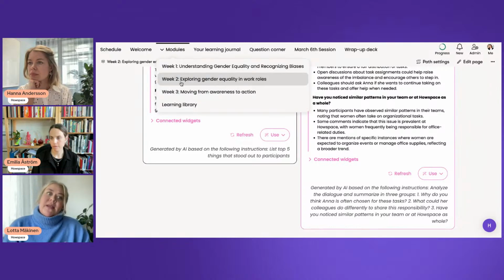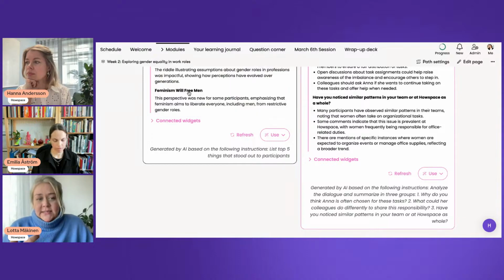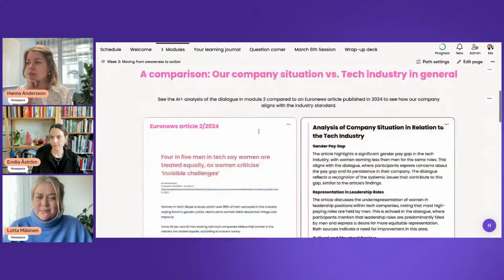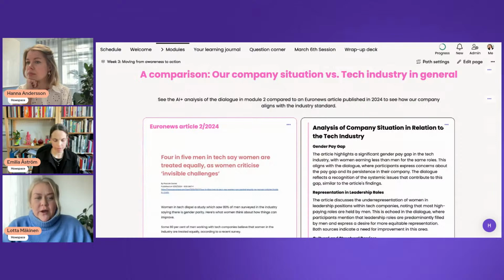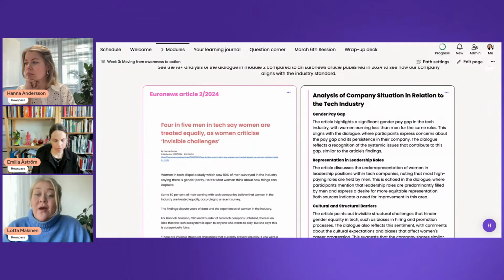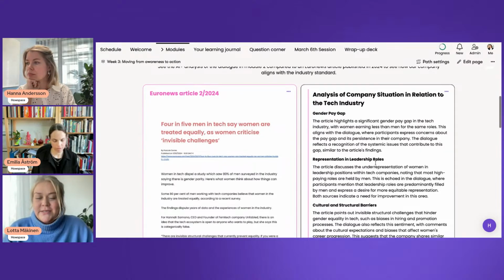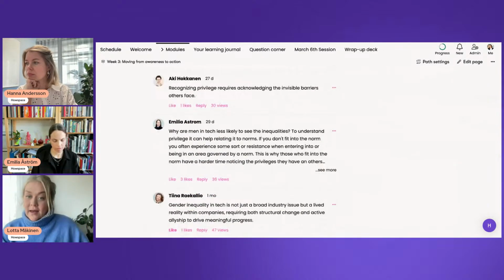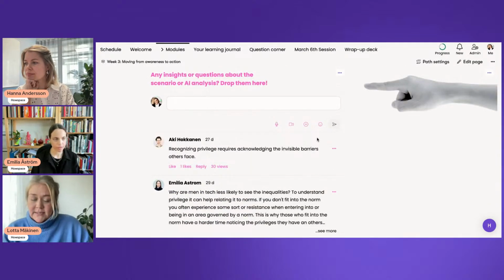And then, because now we have been working in our own company context, and the next module was about gender equality in work roles, leadership, as well as pay, the next step, the AI summary, was more of a comparison. So we brought in a Euronews article talking about gender equity in the tech industry. And then based on the discussion we had last week, we did a comparison of how we align with the tech industry standards, which was very eye-opening and sparked a lot more, again, voluntary discussion about the topic.